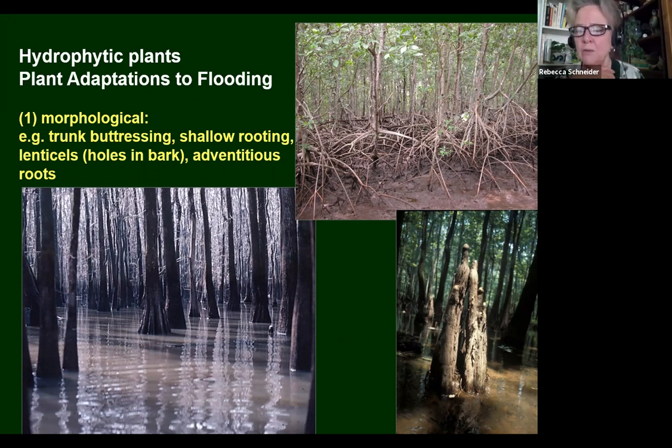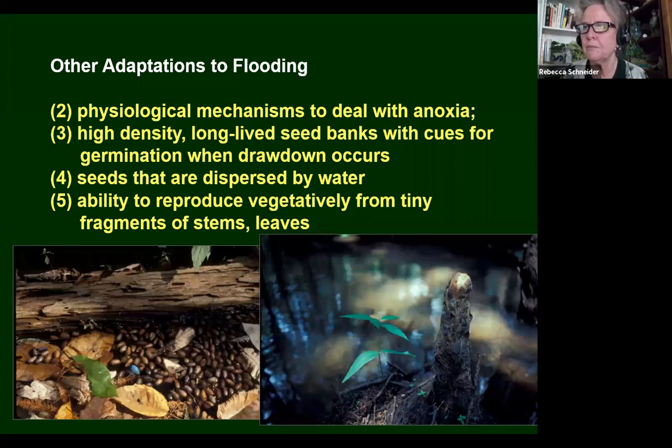One way is they do it morphologically. So they can have shallow roots near the surface where they're more likely to get oxygen. They can have holes in their bark called lenticels. They have ways to deal with a high energy of flowing water with buttressing their trunks. And in tidal systems, they actually have all these adventitious roots like mangroves. So these are different structures that they have as adaptations to high energy, waves, flowing water, and to get oxygen.